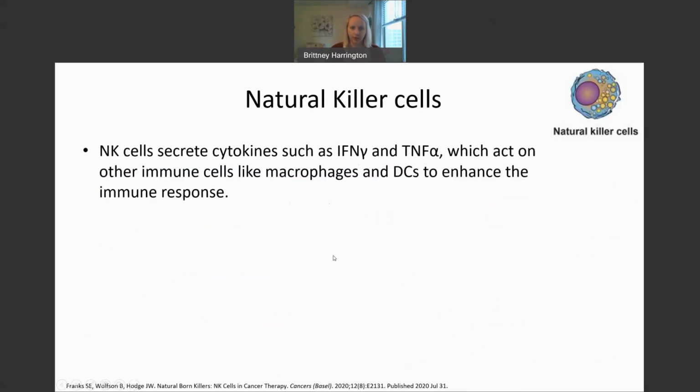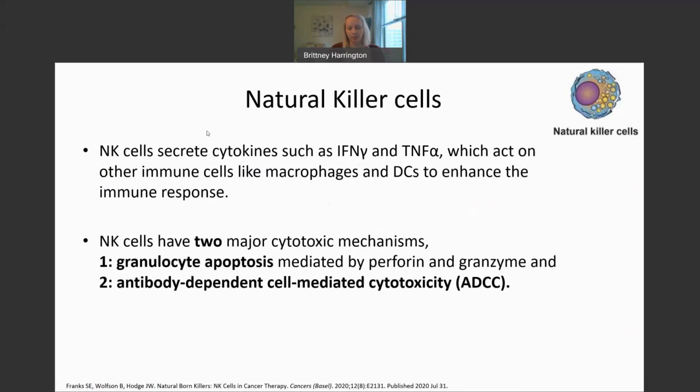So more about natural killer cells: as well as their cell death, they can also secrete cytokines like interferon gamma and TNF alpha, so tumor necrosis factor alpha, to activate other immune cells and recruit them to enhance the immune response. But their major mechanisms of killing, there are two types. Granule-mediated apoptosis, mediated by the release of these cytotoxic granules, and ADCC, antibody-dependent cell-mediated cytotoxicity.